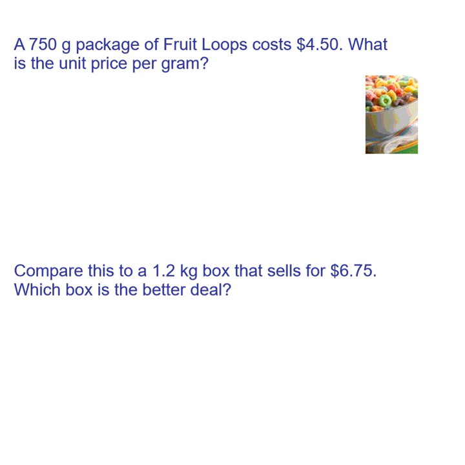So here's an example of why unit price is very practical. We can use unit price to help us figure out what the best deal is in the grocery store when we buy something. For example, a 750 gram package of Fruit Loops costs $4.50. The question is asking, what's the unit price per gram?